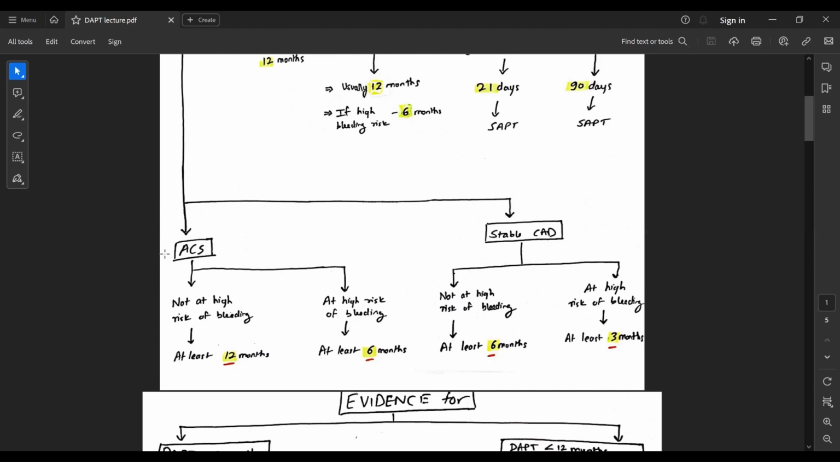Again, for a short summary to remember, in case of acute coronary syndrome, if a stent is placed, that is in case of NSTEMI or STEMI, you will give DAPT for at least 12 months.